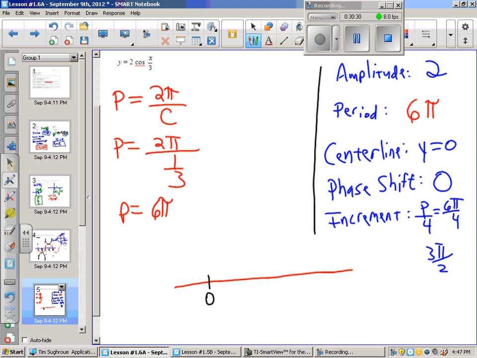And then we're going to add the increment each time. So in this case, it's 3 pi over 2. So I'm going to add 3 pi over 2. I'm going to add another 3 pi over 2, which is 6 pi over 2, or 3 pi. I'm going to add another 3 pi over 2. 6 pi over 2 plus 3 pi over 2 is 9 pi over 2. I'm going to add another 3 pi over 2. 3 pi over 2 plus 9 pi over 2 is 12 pi over 2, or 6 pi.